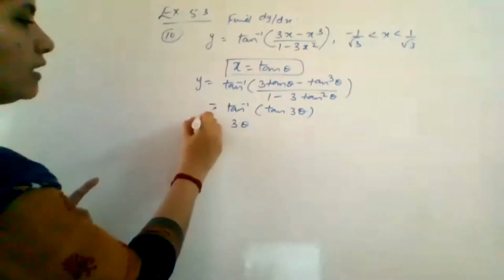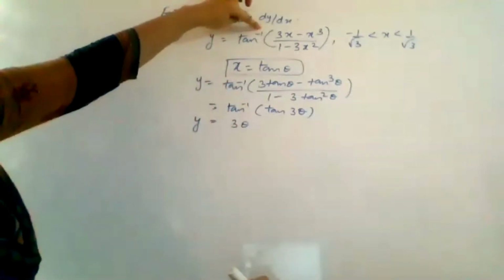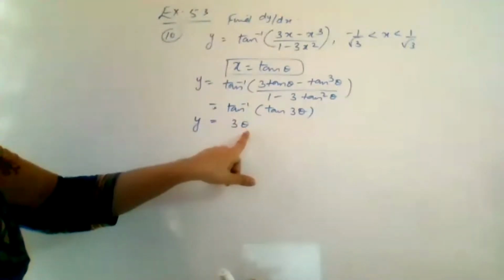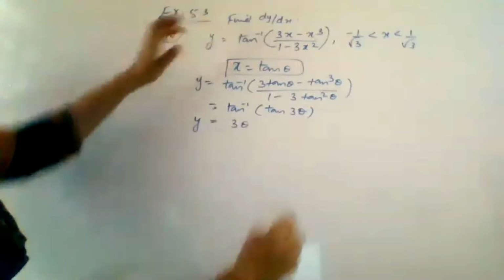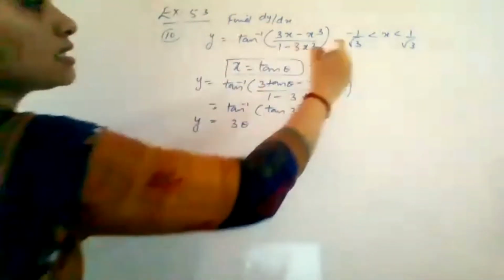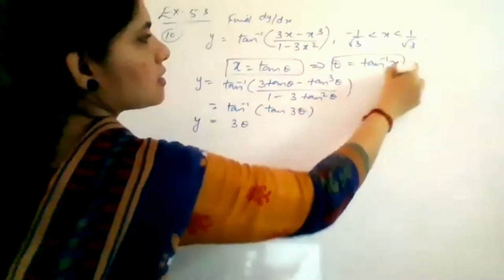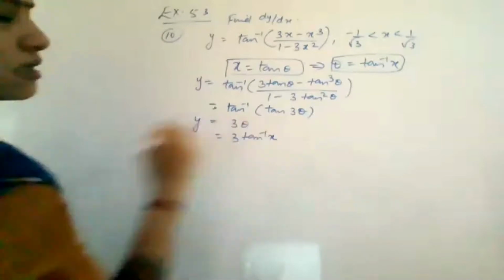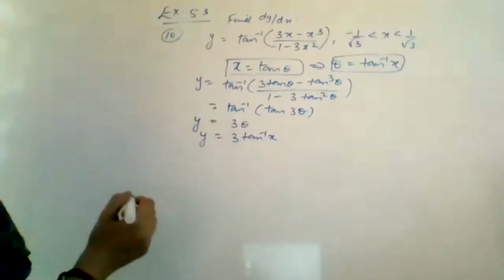But the question is still y is equal to, and you should differentiate y with respect to x. You have to find dy by dx, so again you need to change theta in terms of x. From here itself you get theta: x equal to tan theta means theta is equal to tan inverse x. So we are just replacing theta with tan inverse x. Now your question is y is equal to 3 tan inverse x.